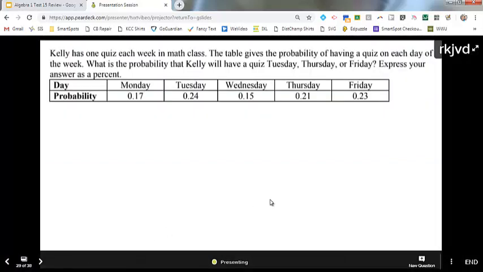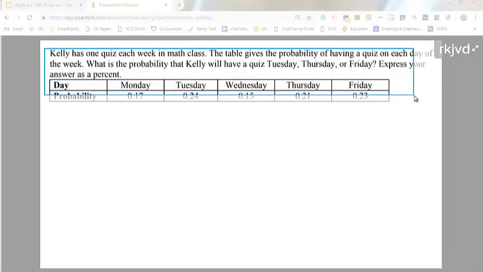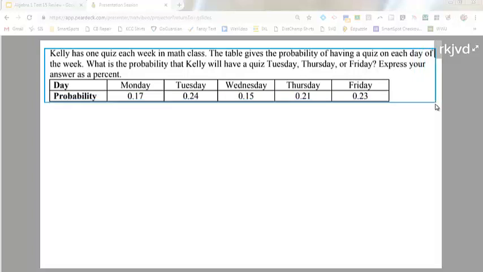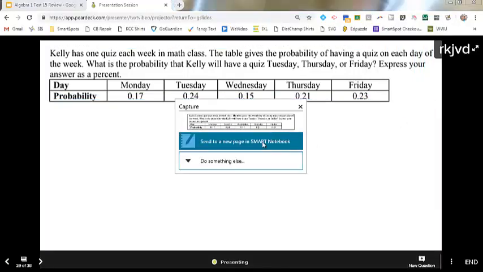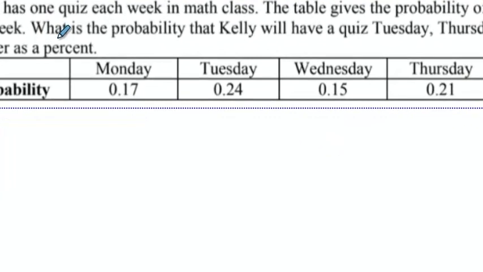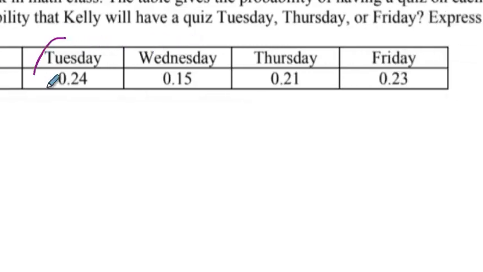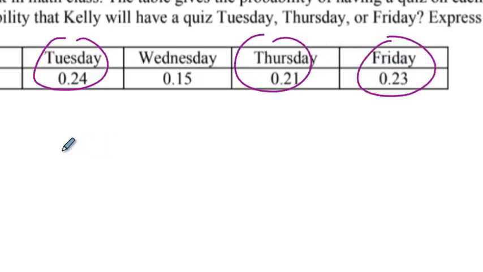Okay, so, Kelly has one quiz each week in math class. What a lucky girl. The table gives the probability of having a quiz each day of the week. What's the probability that Kelly will have a quiz Tuesday, Thursday, or Friday? Express your answer as a percent. If it tells you to express your answer in a certain way, please make sure that we are, in fact, doing that. So, Tuesday, Thursday, or Friday, what do you think I should do?